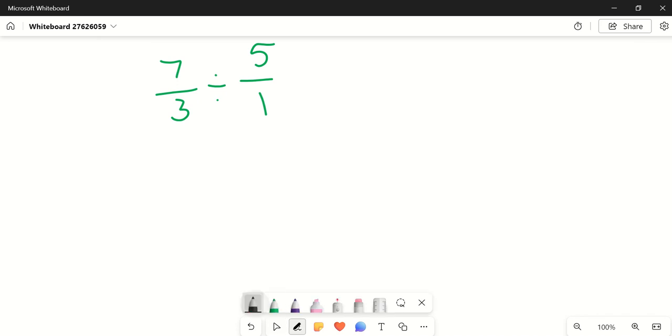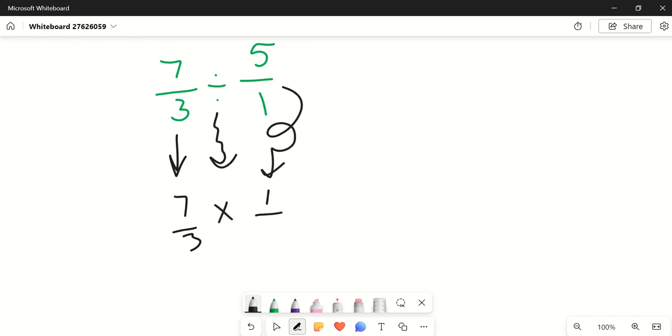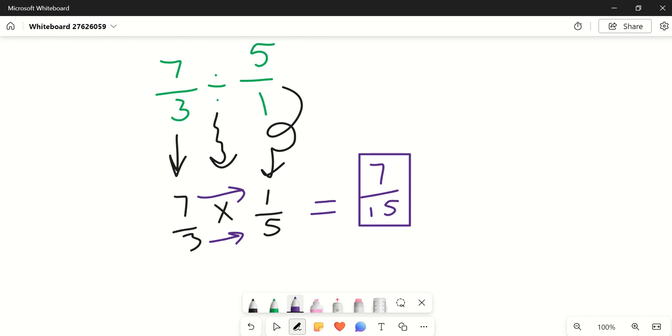The arrows come into play. First fraction gets pulled straight down, shake up the division symbol to become multiplication, take the reciprocal of the second fraction. Cross simplification here, 7 and 5 have no common factors, 1 and 3 have no common factors. We are just going to multiply straight across. This will become 7 over 15, and 7 and 15 have no common factors. Therefore, my answer is 7/15. And that is my answer.